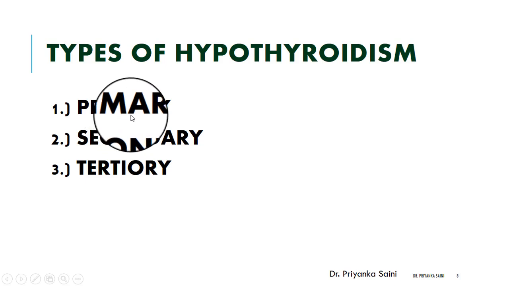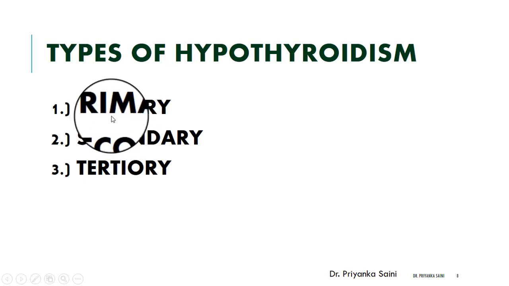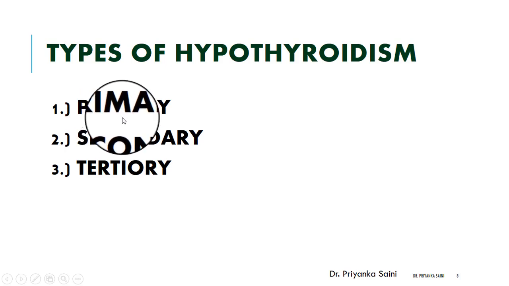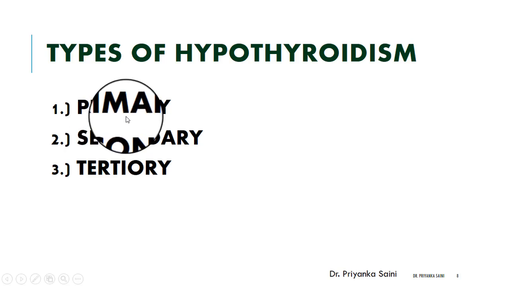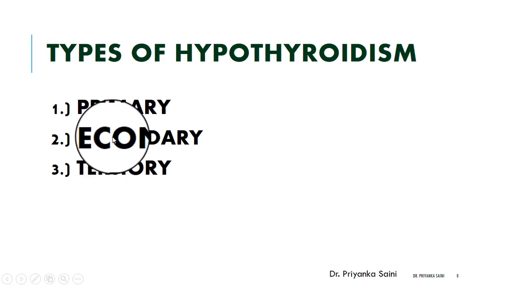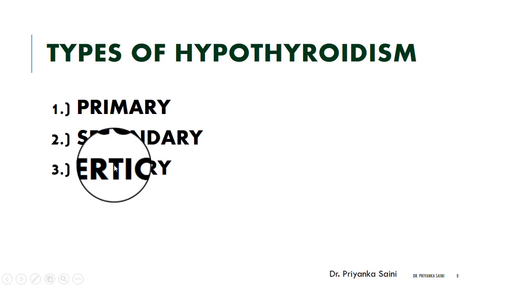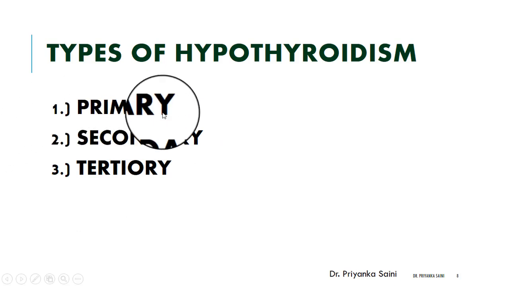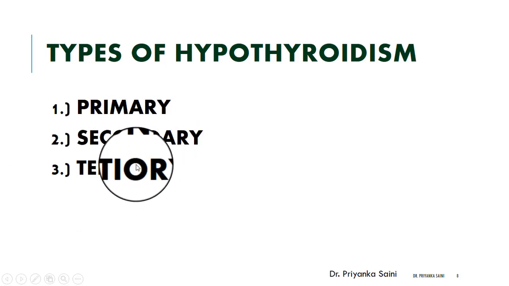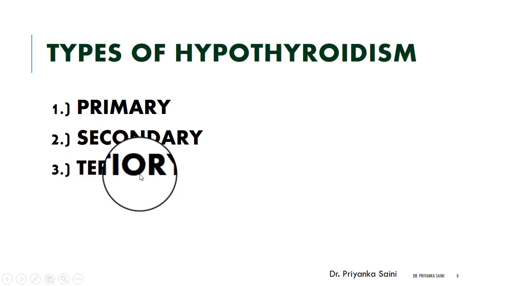When your thyroid is being stimulated properly, however, it isn't able to produce enough thyroid hormones for your body to function properly. This means that your thyroid itself is the source of the problem. So this is primary hypothyroidism. Now secondary and tertiary hypothyroidism: in these, your pituitary gland isn't stimulating your thyroid to produce enough hormones. In other words, the problem isn't with your thyroid. So this was all about the types of hypothyroidism.